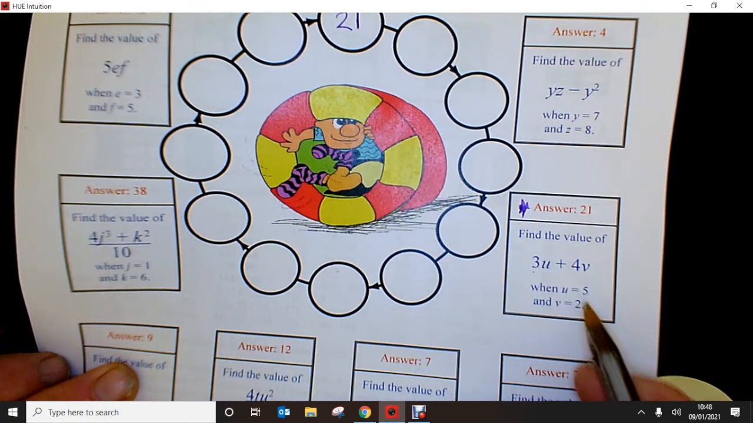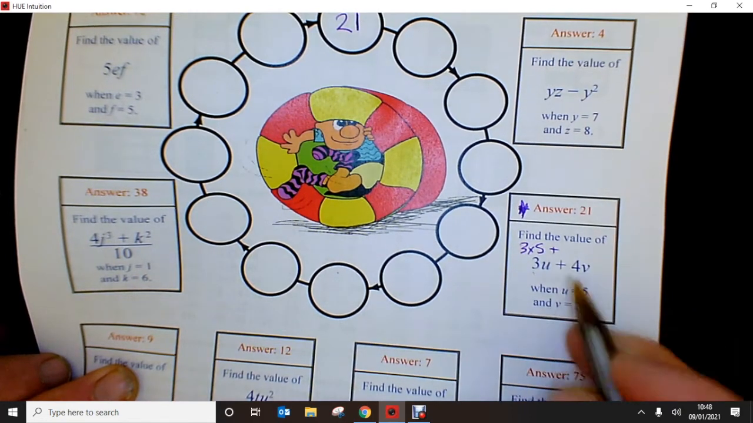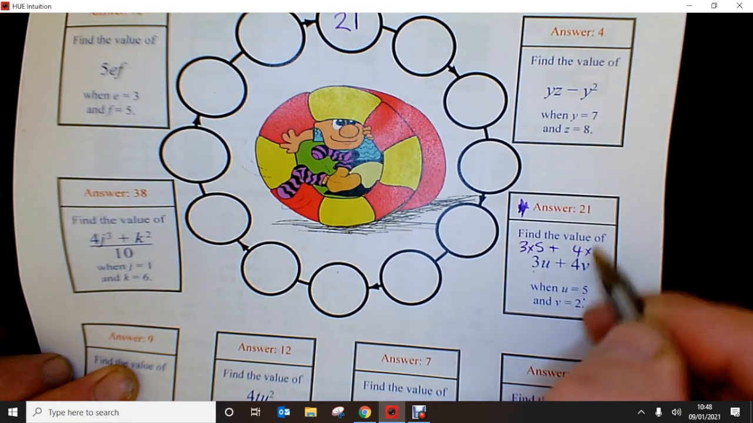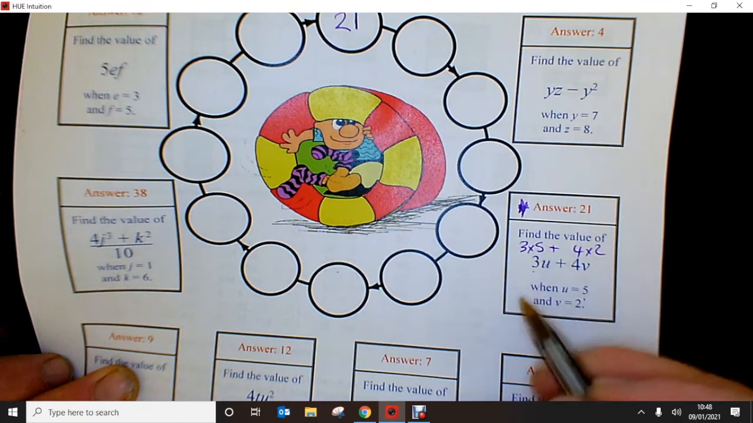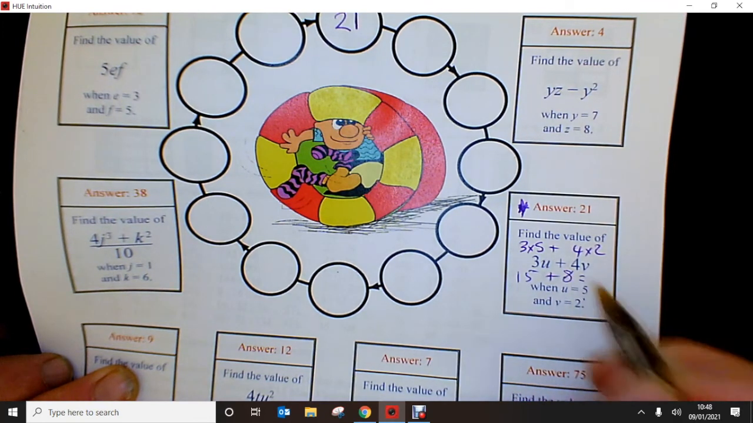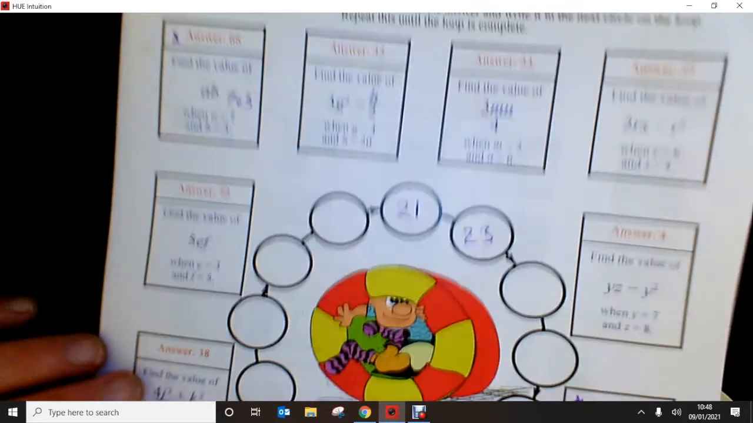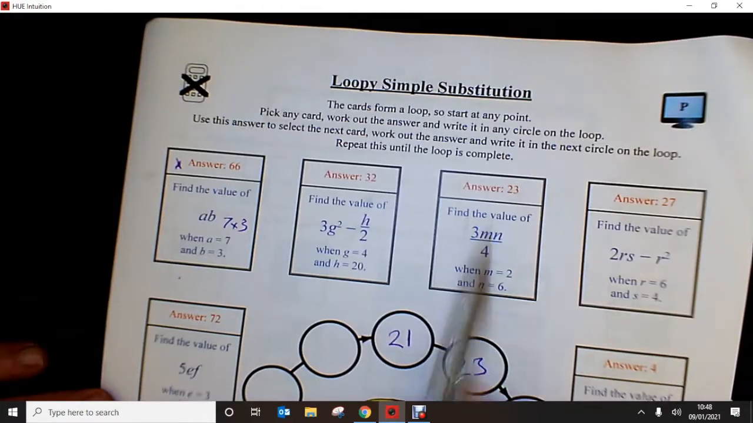3U plus 4B. So I've got 3 times 5 plus 4 times 2. 3 times 5 is 15. 4 times 2 is 8. And if I add them two together, I get 23. Find 23 on my cards, and it's the one at the top, just here.